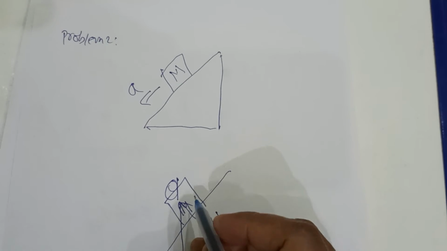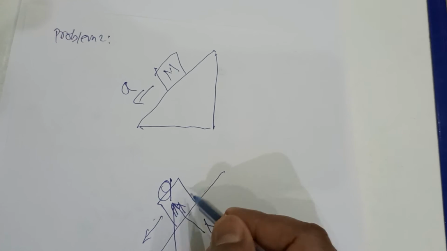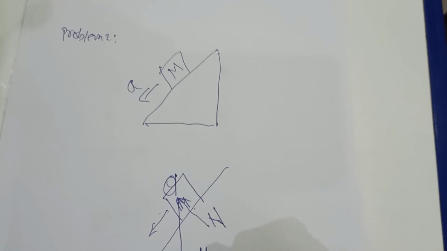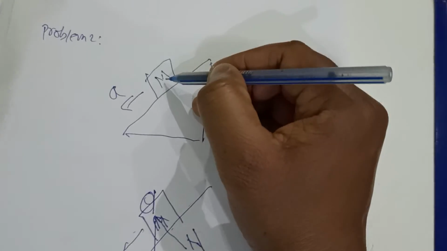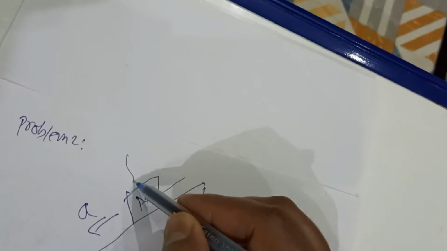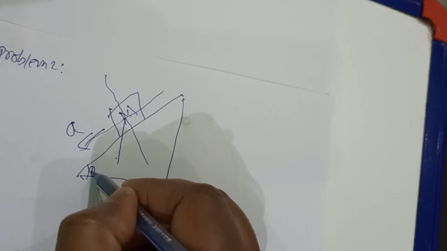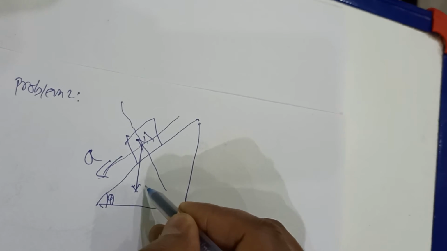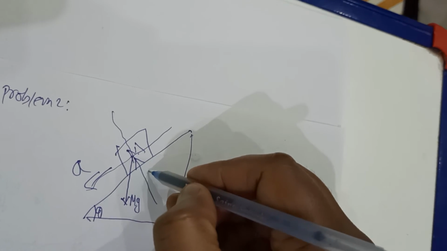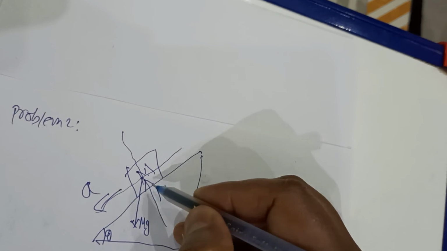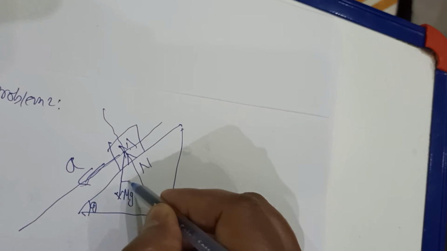So what are the responsible forces in moving this block? We want to find out. For that we will have to resolve this force, so we will draw a coordinate system here. This was the theta inclination, this was the weight mg, and this was the normal force, which was N.